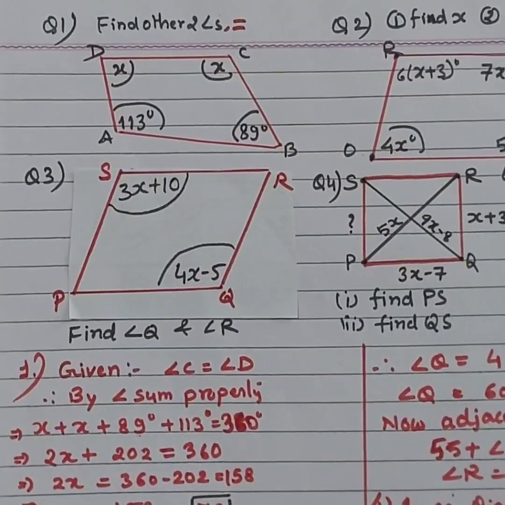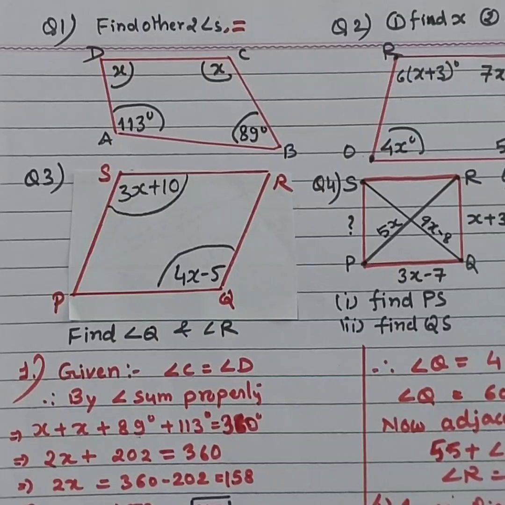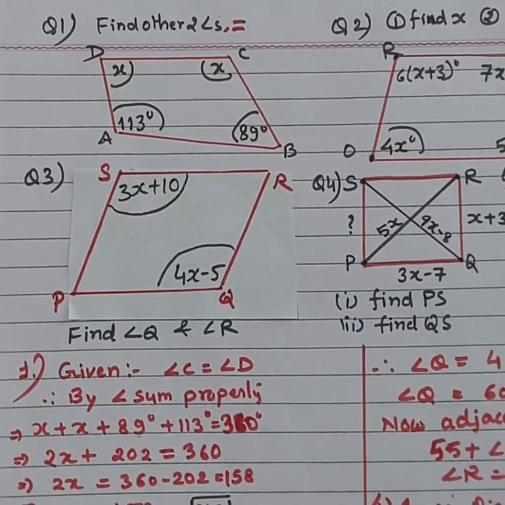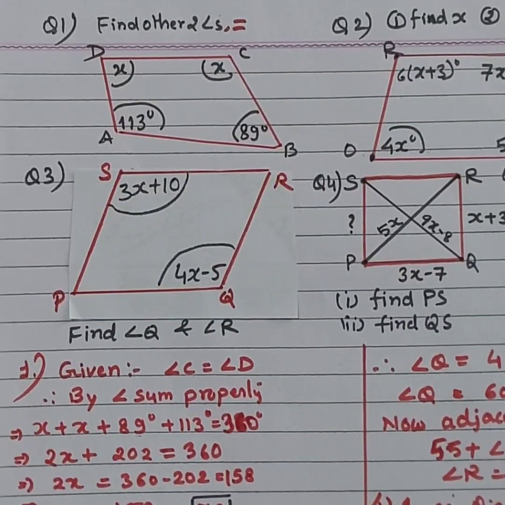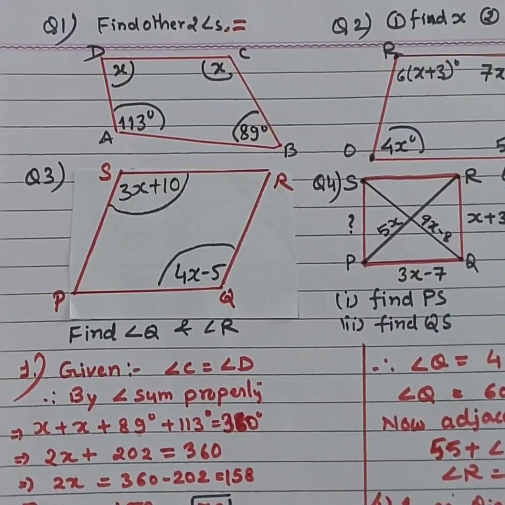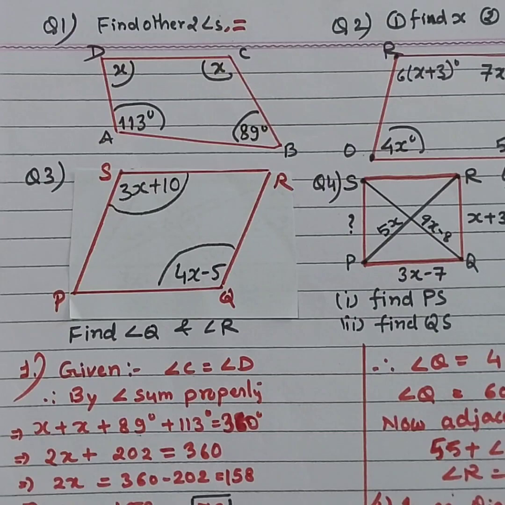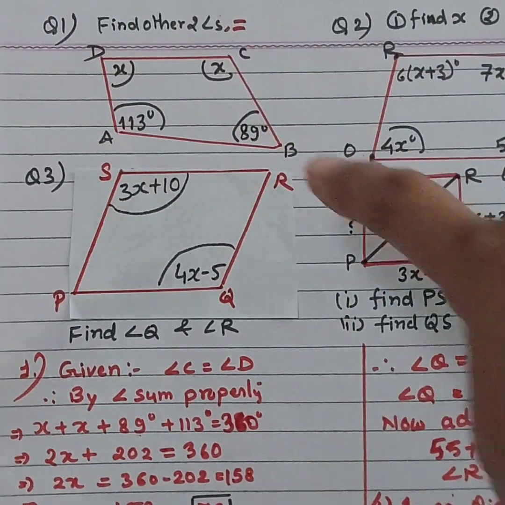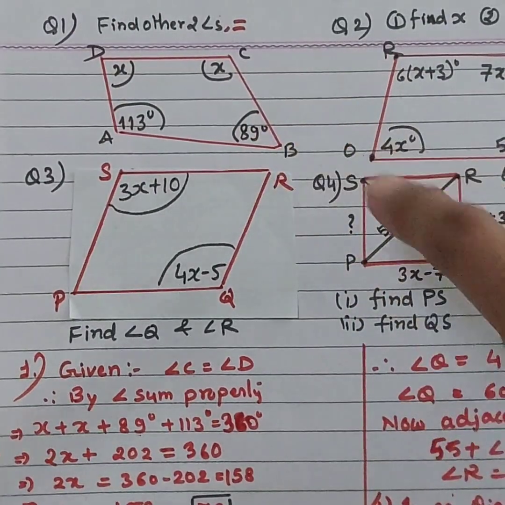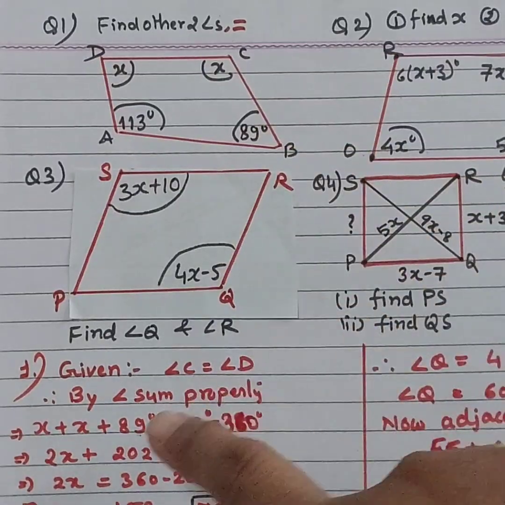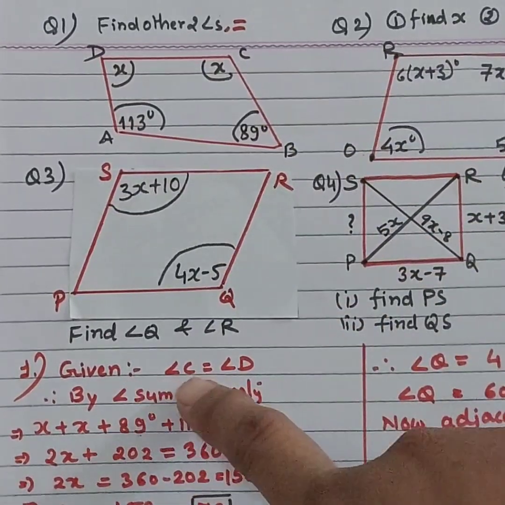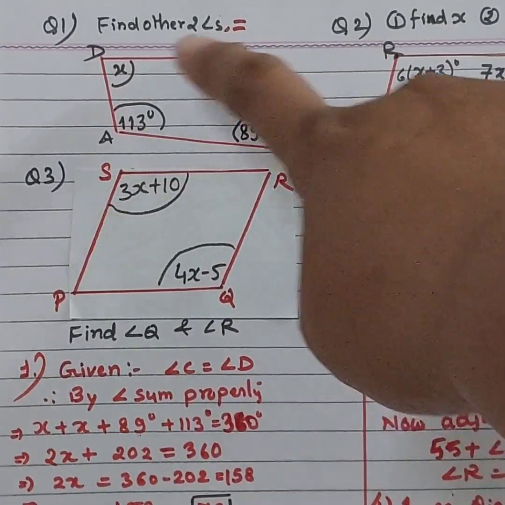Okay, dear children. So when we talk about the first question, it is given to find the other two angles, which are equal. So x and x are equal, and 113 is angle A and angle B is 89 degrees. So when you start solving question number 1, it is given that angle C equals angle D.